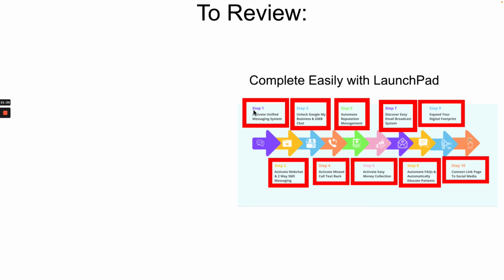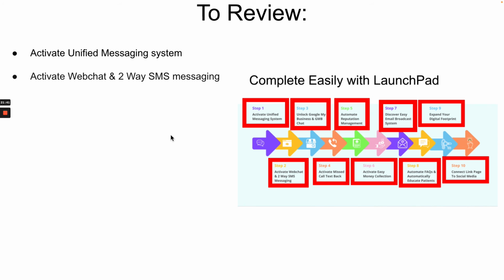So just to review, we have these 10 steps here, and they are: you want to activate the unified messaging system to have one place for all communication, so that when you interact with a customer, whether they're on Facebook, texting you, or emailing you, it's all in one system. Step 2 is to activate the web chat and the two-way SMS messaging so that you can make it easy for people on your website to interact with you and carry that conversation beyond your website and continue to interact with this customer even after they've left your website.